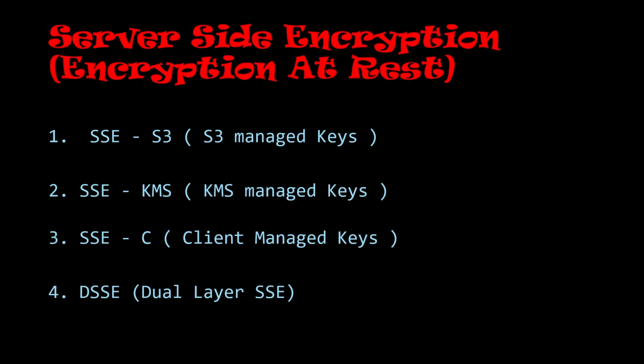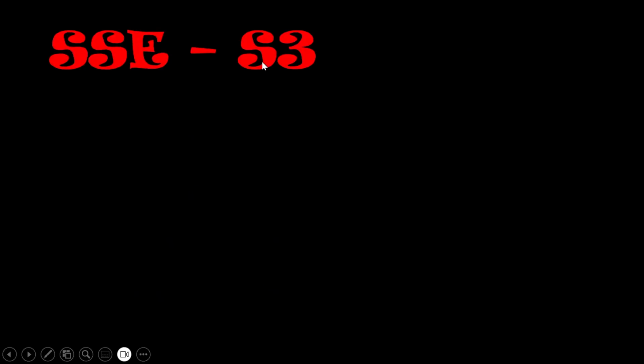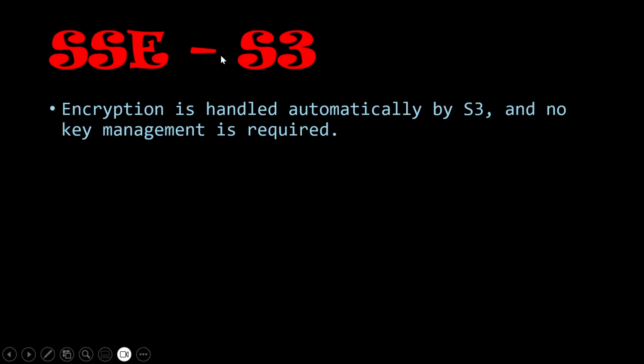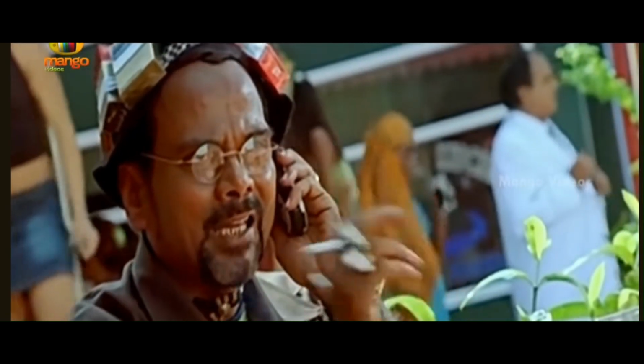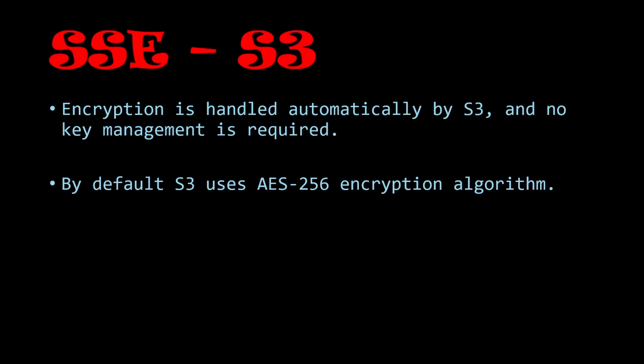So firstly, server-side encryption with S3 managed keys. I hope you already know keys are responsible for encrypting your data with some encryption algorithm. If the key is symmetric, then the same key is used to decrypt the data. And if the key is asymmetric, a different key is used to decrypt the data. So what is this S3 managed keys? Encryption is automatically handled by S3 and no key management is required. Which means you don't need to provide any keys, you don't need to provide any encryption algorithm, you don't need to do anything. Of course, you need to provide the object. In all these server-side encryptions, S3 uses the AES 256 encryption algorithm.